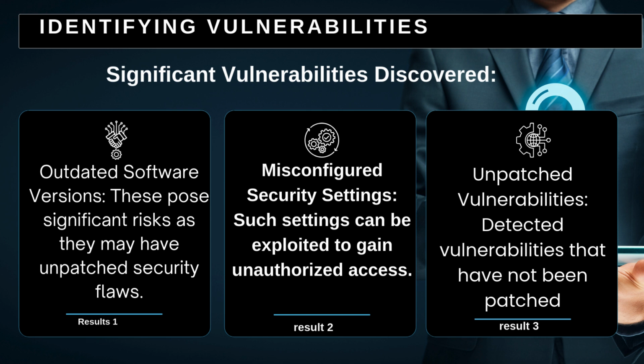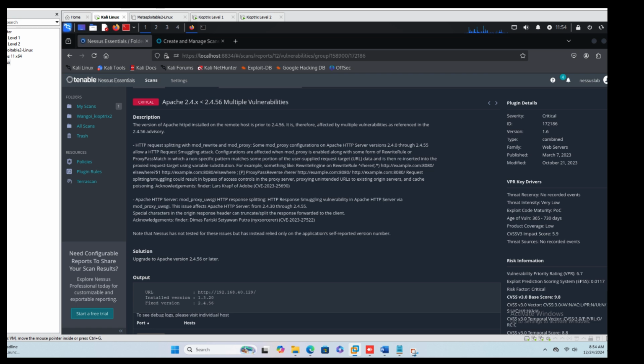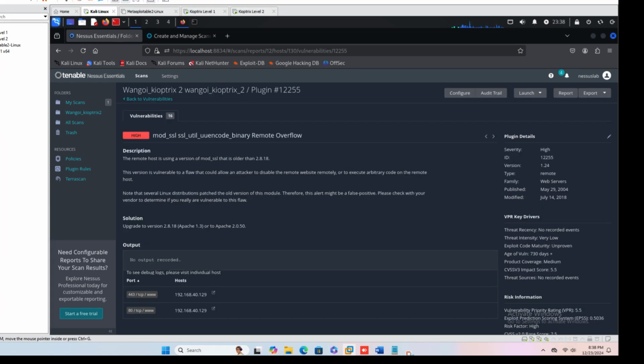Identifying vulnerabilities is a crucial step in our analysis. We employed various tools and techniques to thoroughly scan and identify vulnerabilities within the system. By using Nmap, we conducted a detailed scan to identify open ports and potential entry points. Nessus helped us in identifying and categorizing vulnerabilities based on their severity. Our analysis revealed several critical vulnerabilities, including outdated software versions, misconfigured security settings, and unpatched known vulnerabilities. Here are some screenshots from our scans highlighting the significant vulnerabilities discovered.